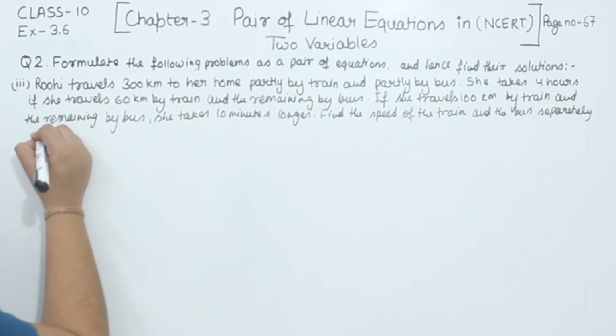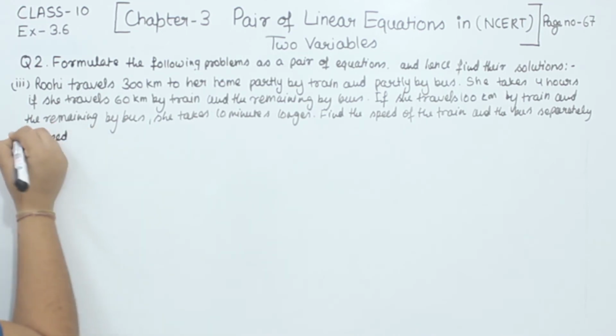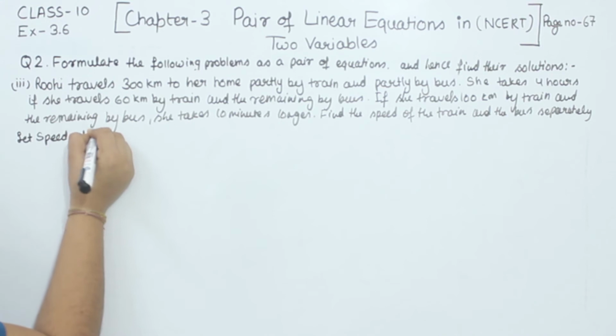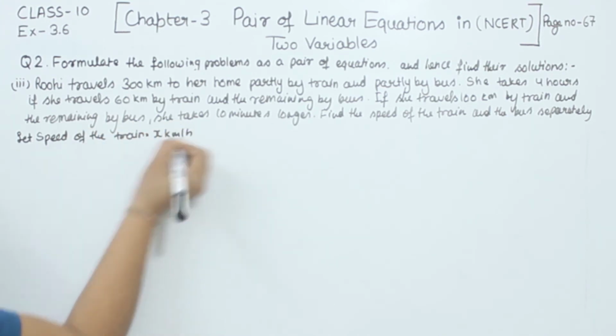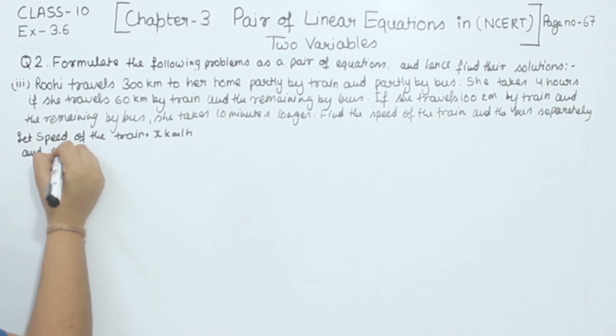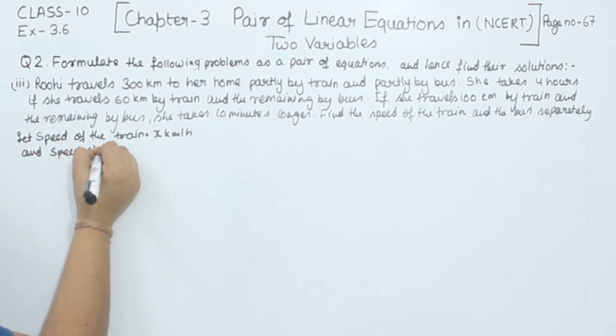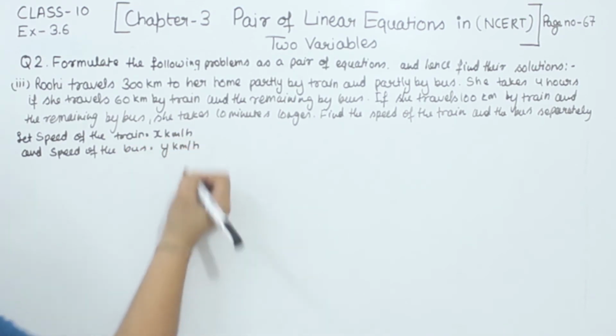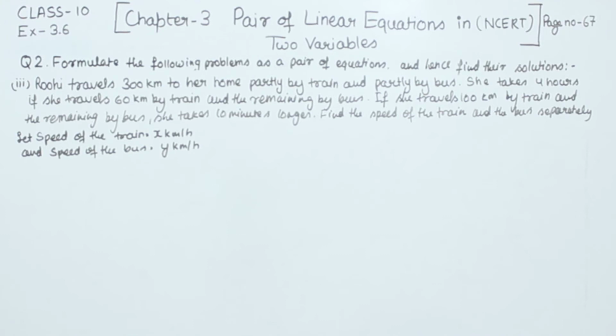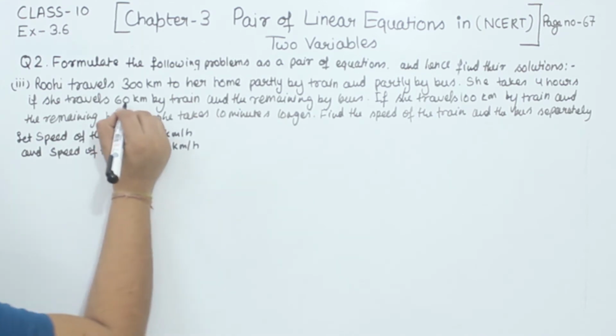So first of all, we will write here speed. Let speed of the train we will let as equal to x km per hour and speed of the bus we are going to let as equal to y km per hour. Now, as per the statement we are having here, Ruhi travels 300 km total and she takes 4 hours if she travels 60 km by train.